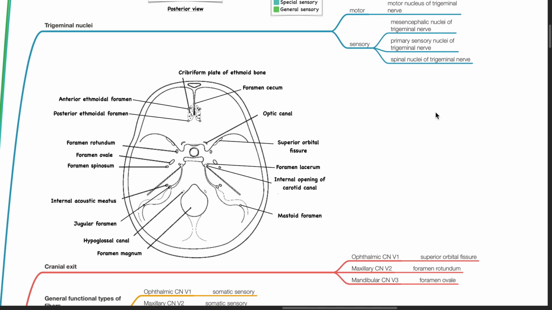Cranial exit. Ophthalmic division, cranial nerve V1, exits from the superior orbital fissure. The maxillary division, cranial nerve V2, exits from the foramen rotundum. The mandibular division, cranial nerve V3, exits from the foramen ovale.